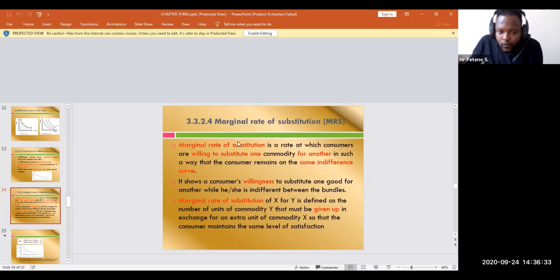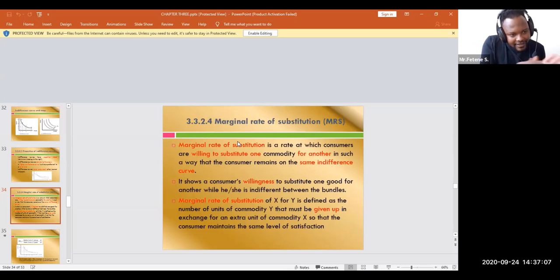Willing to substitute one good for another when he or she is indifferent between the bundles. This is called marginal rate of substitution. The marginal rate of substitution of x for y is defined as the number of units of commodity y, the vertical axis, that must be given up in exchange for an extra unit of commodity x, so that the consumer maintains the same level of satisfaction.